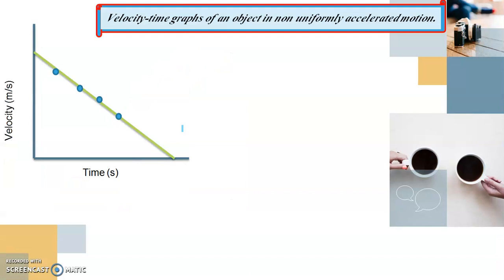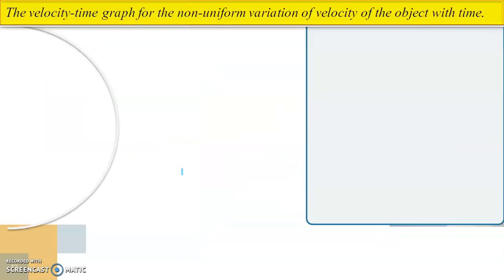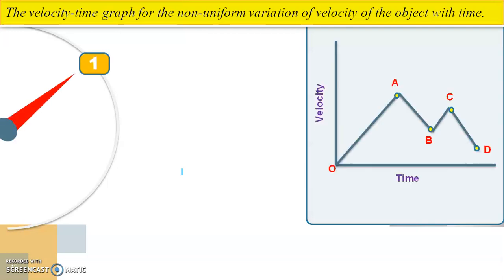Now the velocity time graph of an object in non-uniform accelerated motion. Non-uniform means either the timing is different, or you can say velocity is different. So this will be decreasing with time. A velocity time graph that represents the motion of an object whose velocity is decreasing with time is known as a velocity time graph for non-uniform accelerated motion. Now for non-uniform accelerated motion, there may be an increase in the velocity, or a decrease in the velocity, that we will represent from this diagram.